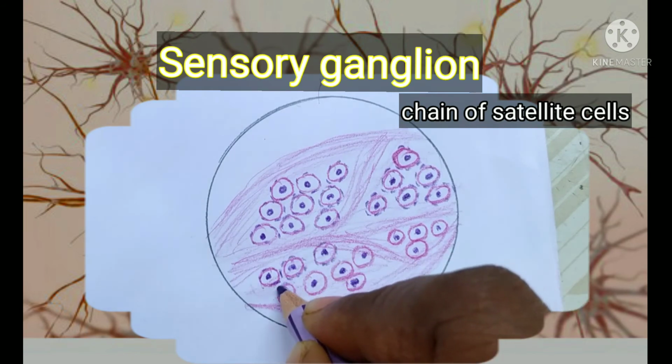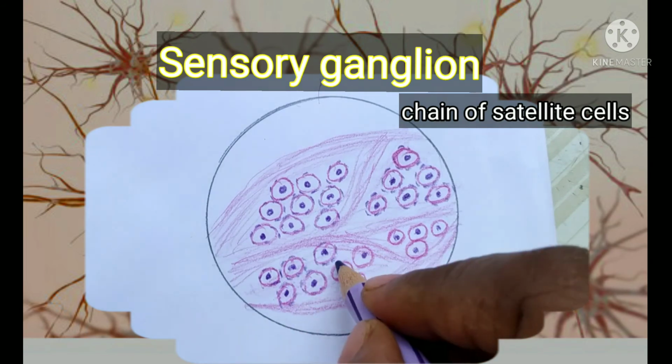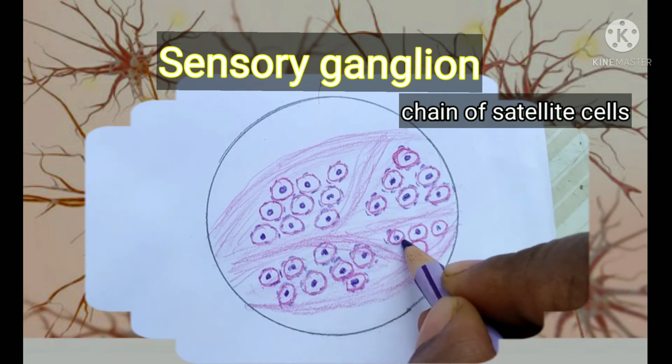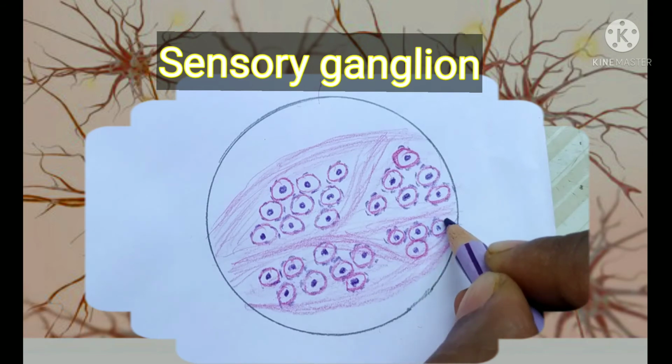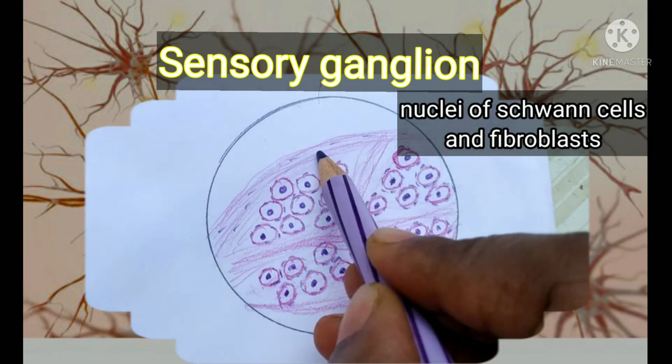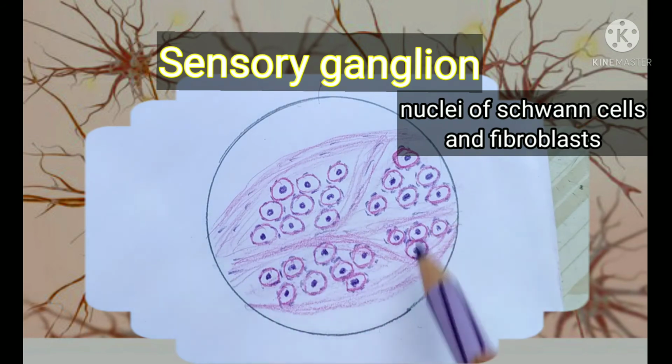And in between the bundles also you have to keep the nuclei which represent the squamous cell nuclei and the fibroblast, and small blood vessels present in between the neuronal cell bodies. So this is a sensory ganglion. Remember the example of dorsal root ganglion.